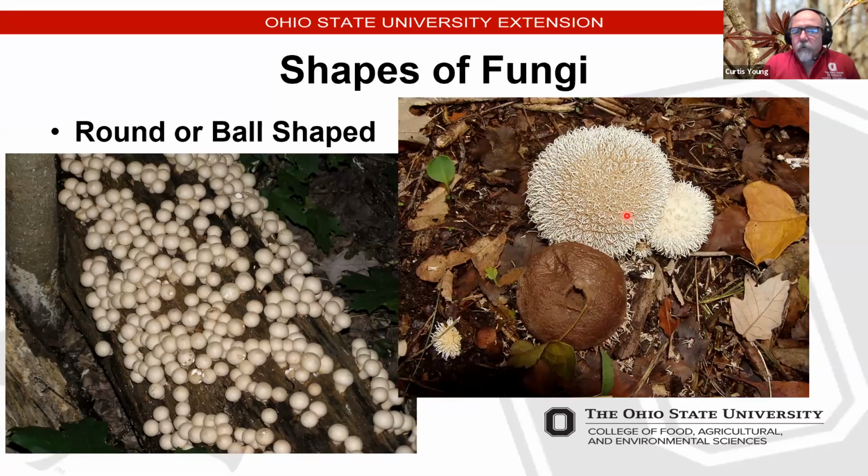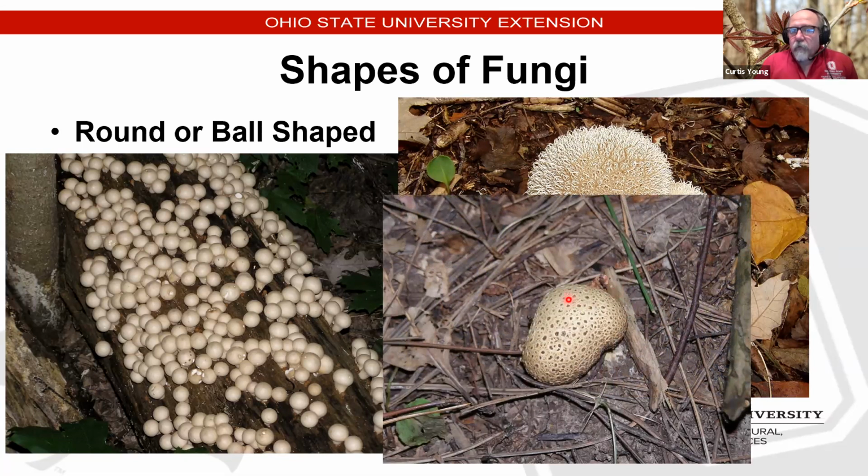This one is called the spiny puffball. Here you can see an immature version of it, and then you see a mature version where the spines on the outside, that layer breaks away to reveal the puffball beneath and the opening through which the spores will be ejected out of that little puffball.